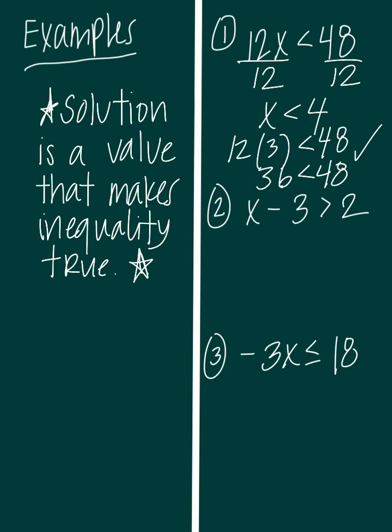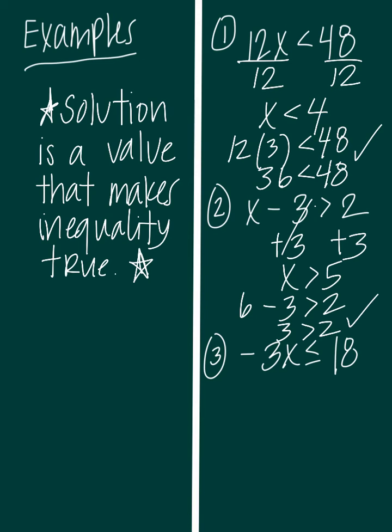Alright, number 2, we have x minus 3 is greater than 2. So cancel out subtraction with addition. So we add 3 to both sides. We get x is greater than 5. To check it, we could choose any number that's bigger than 5. Let's try 6. 6 minus 3 is greater than 2. 3 is greater than 2. That one's right.